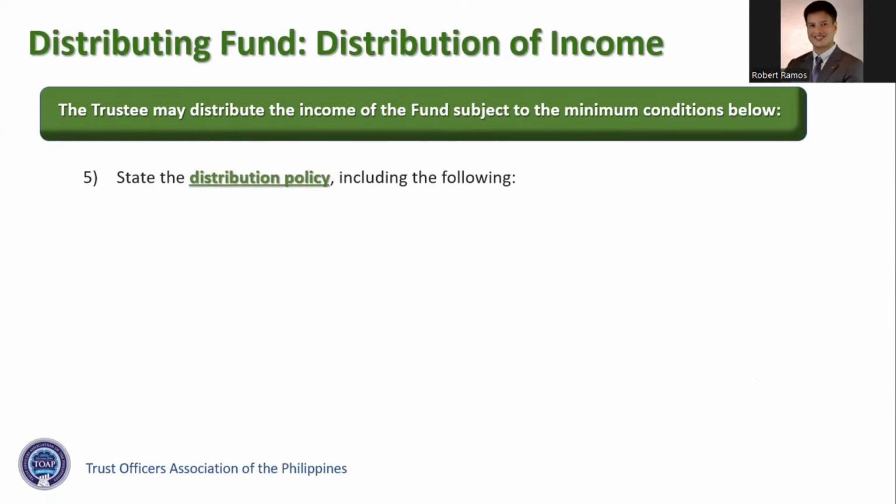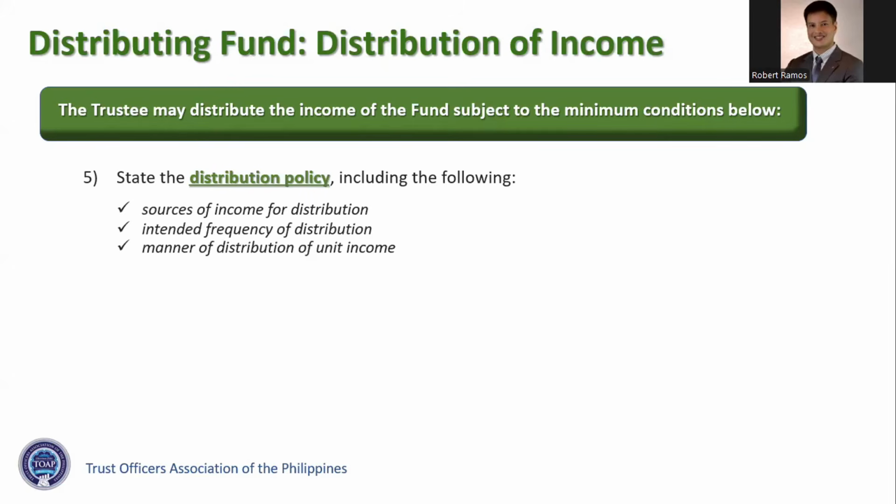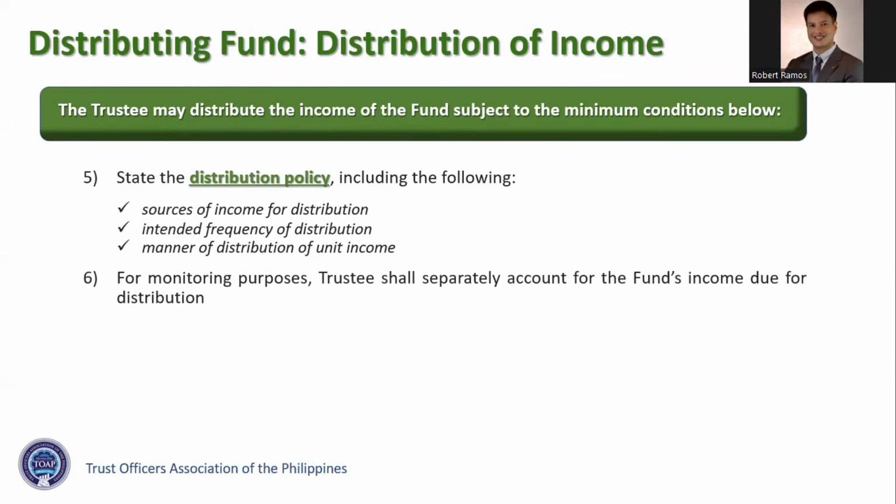The distribution policy should also be stated, and this distribution policy should include the following: what are the sources of income for distribution, the frequency of distribution, the manner of the distribution of unit income, and for monitoring purposes, the trustee shall separately account for the fund's income due for distribution.